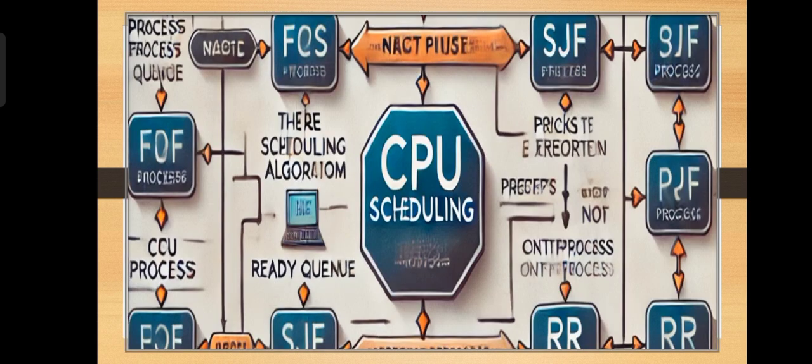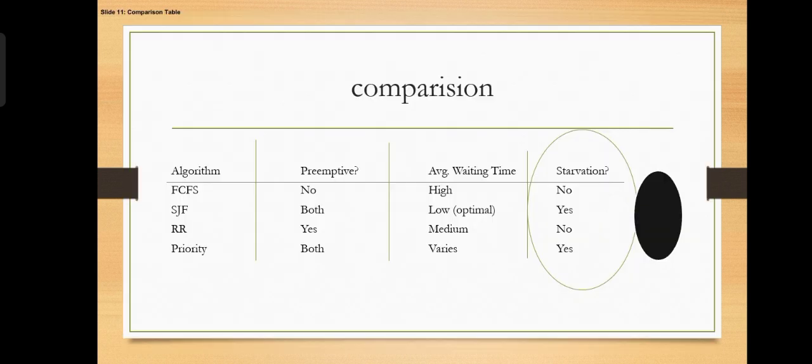Next is the diagrammatic view of the CPU scheduling and the algorithms in it. And next is a comparison. We have the algorithms FCFS, which means first come first serve, SJF, shortest job first, RR, round robin, and priority scheduling. Here, regarding preemption, FCFS is not preemptive. SJF is both preemptive as well as non-preemptive. RR, round robin, is preemptive. Priority scheduling is both preemptive and non-preemptive.